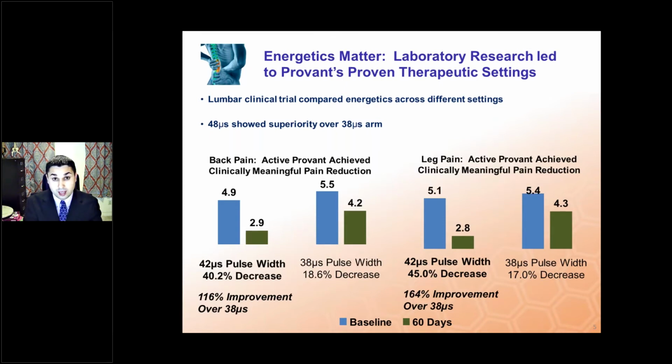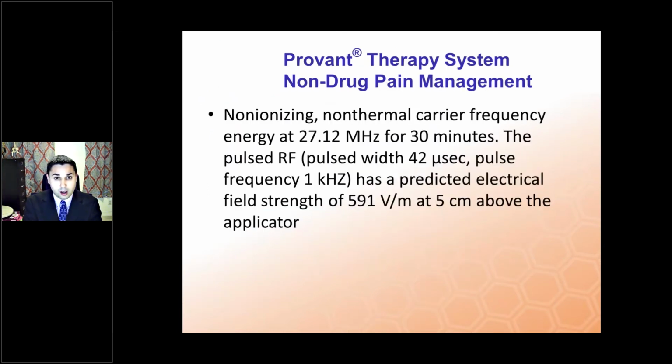And again, there are multiple settings that can be tweaked, which I was showing you earlier in that earlier graph. So one of the devices that we're mostly focusing on in today's lecture is Provent, which is a non-thermal carrier frequency of 27.12 megahertz, applied for 30 minutes. The settings on this particular device are 42 microseconds in pulse width and 1 kilohertz. This generates an electric field of 591 volts per meter at a depth of 5 centimeters.